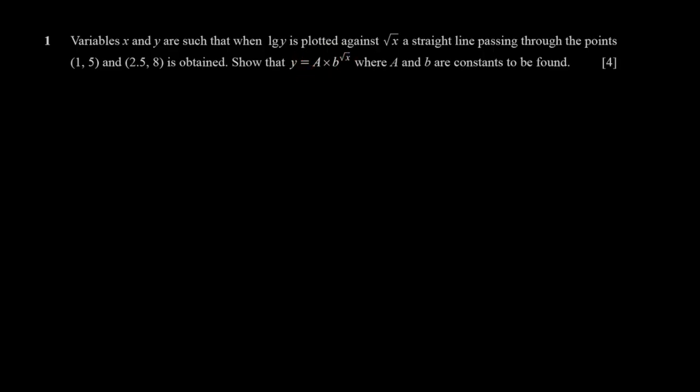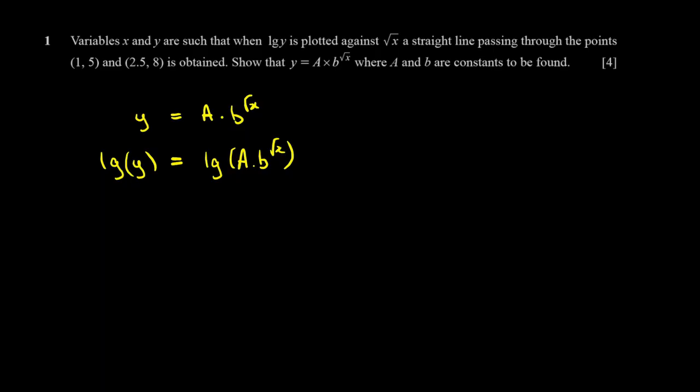Well, I think it's probably easier to work backwards. We're going to start with this thing here. So we're going to start with y equals a times b to the power of root x, and we're going to log both sides, okay? So we're going to get log y is equal to log of a times b to the power of root x. Now, the key thing here really is understanding the log rules, okay?